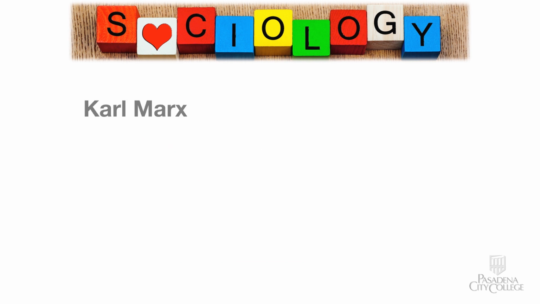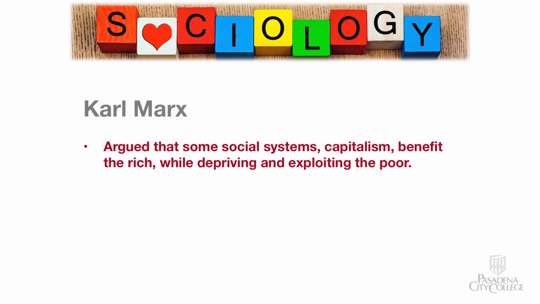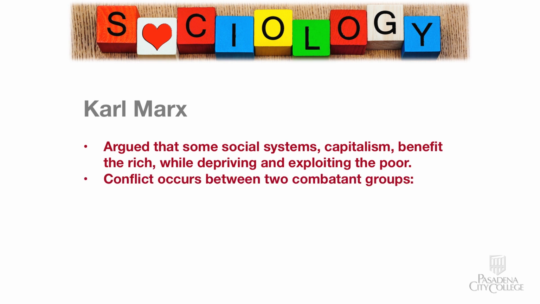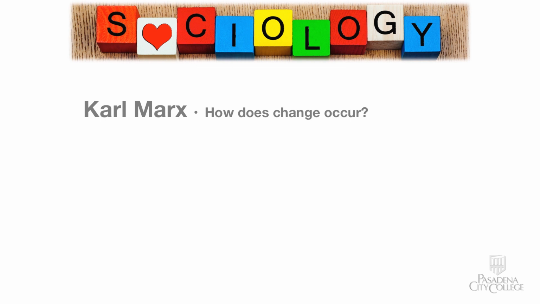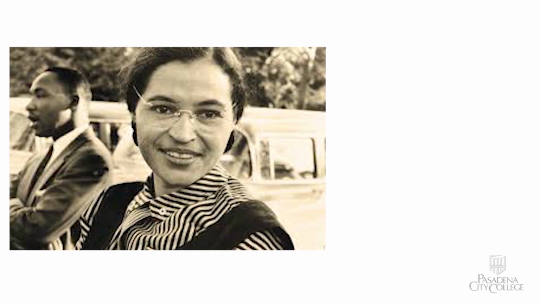It follows that Karl Marx argued that some social systems, capitalism, benefit the rich while depriving and exploiting the poor. For Marx, conflict occurs between two combatant groups, that is, rich versus poor, owners versus workers, men versus women, etc. Change. How does change occur? For Marx, change occurs by protests, strikes, revolution, wars, etc. In short, change occurs by conflict.